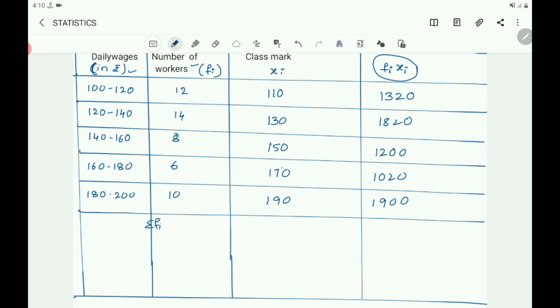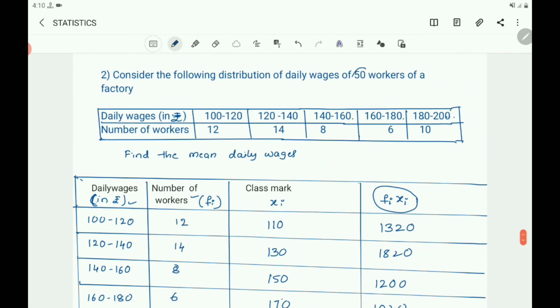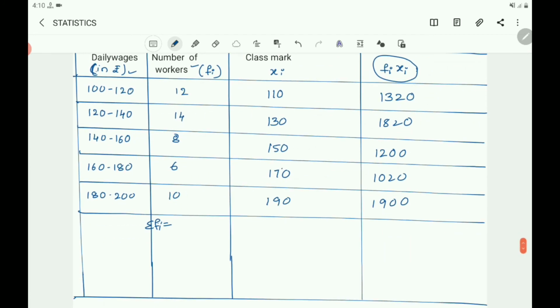Here you find sigma Fi, that is already given. There are 50 workers, so it must be 50 only. Once again verify: 12 plus 14 is 26, plus 8 is 34, plus 6 is 40, plus 10 is 50. So you get 50, and it is already given that there are 50 workers, that is equal to sum of Fi.